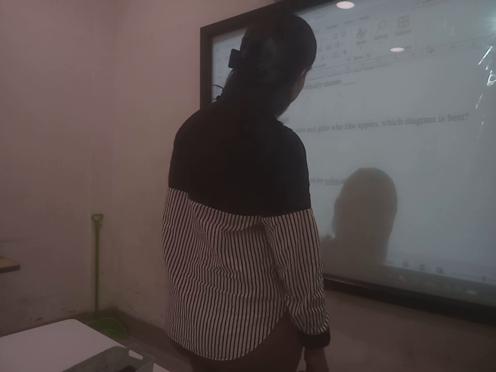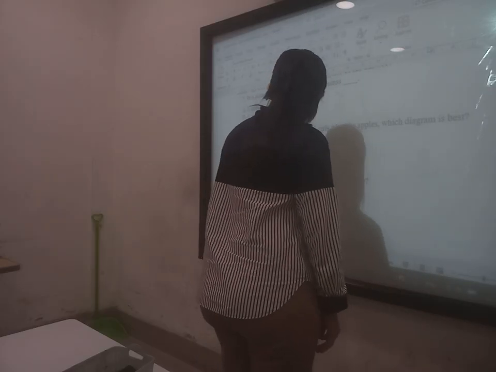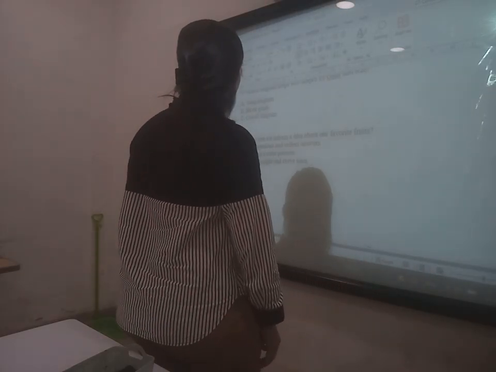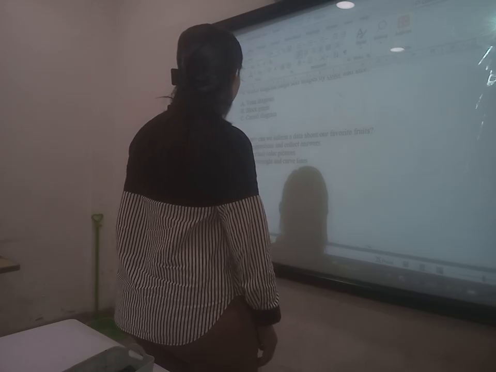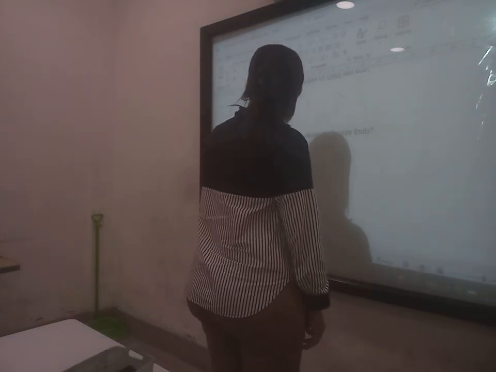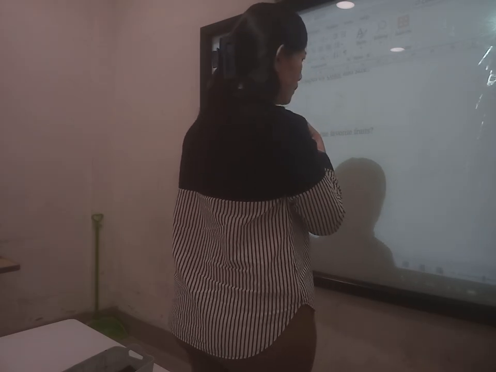Which diagram helps sort shapes by color and size? That is C, Carroll diagram. How can we find out data about our favorite fruits? By A, ask questions and collect answers.